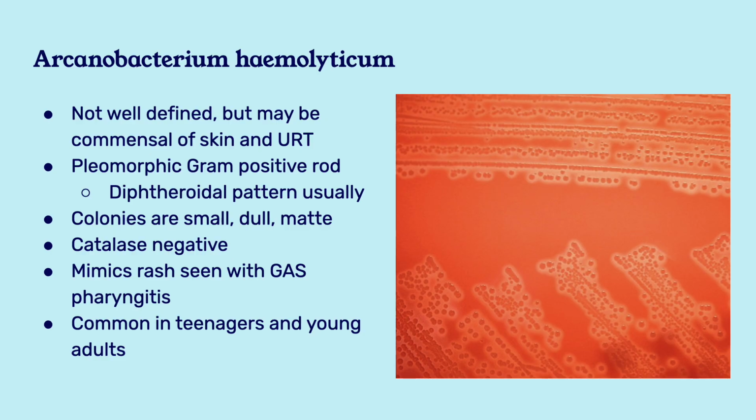This organism is catalase negative, which can help differentiate it from Corynebacterium species that are catalase positive. Clinically, the presentation of Archaeobacterium hemolyticum mimics Group A strep as it produces a scarlatiniform rash. While this organism is not commonly isolated, it is typically found in teenagers and in young adults when isolated.